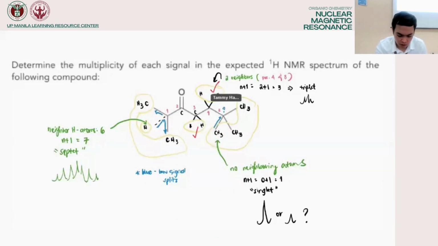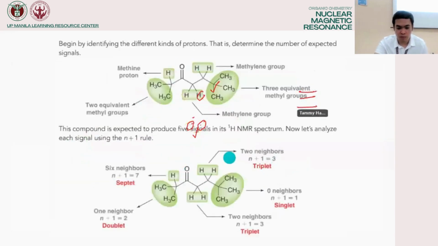So ito ay what? Ito na lang. Kasi it has what? How many neighbors? 1, 2, dalawa lang. Ito lang. 3. Dalawa lang actually, kasi same signal lang naman sila, no? So dalawa lang. And it's a triplet. So based from the answer key, triplet siya. Pero intensity niya ay 2. Bakit? Kasi it accounts for 2 hydrogens.